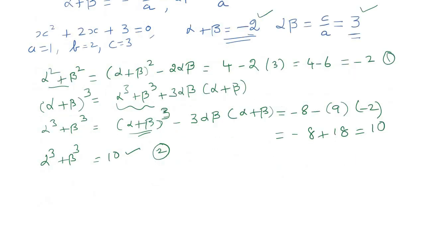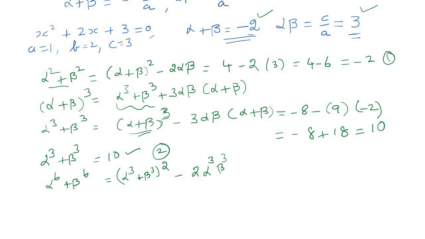Now we will find out alpha to the power of 6 plus beta to the power of 6. That is alpha to the power of 6 plus beta to the power of 6 we want. Okay, this is nothing but is equal to alpha cube plus beta cube whole to the power of 2, then minus 2 alpha cube beta cube.